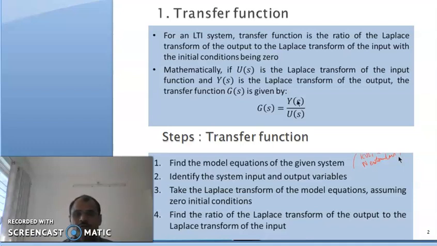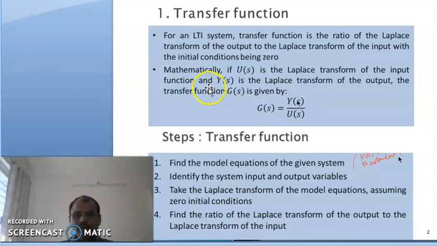In this, a linear time invariant system is under consideration. LTI system means the parameters of the system do not vary with respect to time. For example, weight, mass. If it is an electrical system, then resistance, capacitance, they do not vary with respect to time. So the transfer function of such a system is the ratio of Laplace transform of output to the Laplace transform of input at zero initial conditions.